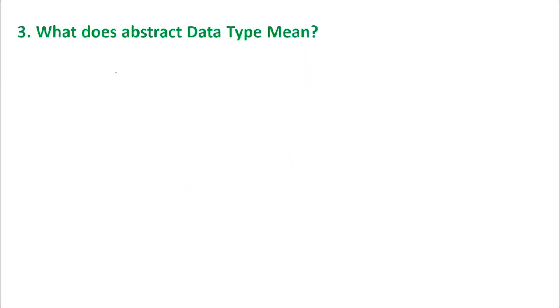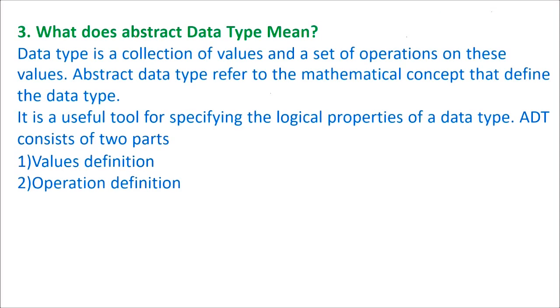What does abstract data type mean, ADT? So this data type is a collection of values. Apart from the collection of values, it also has a set of operations on these values. ADT is actually a mathematical concept that defines a data type. It is a useful tool for specifying the logical properties of a data type. So ADT, or abstract data type, consists of two parts: values definition and then operation definition. So values along with operations is abstract data type.